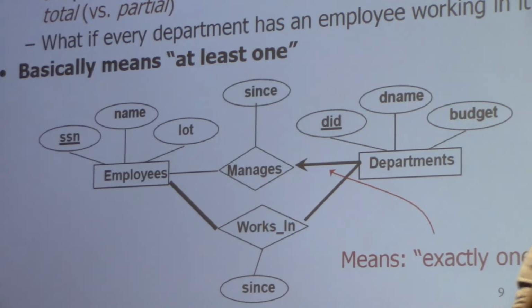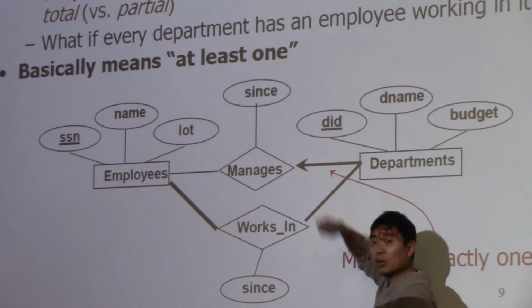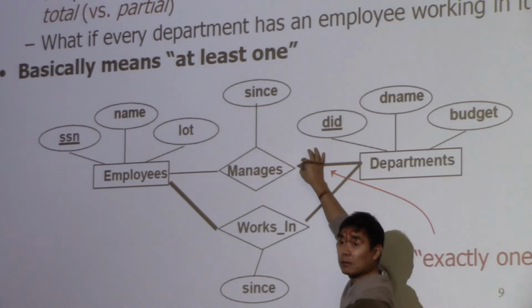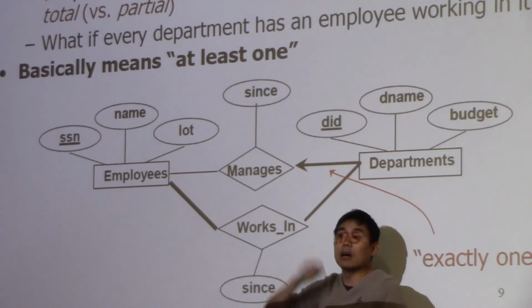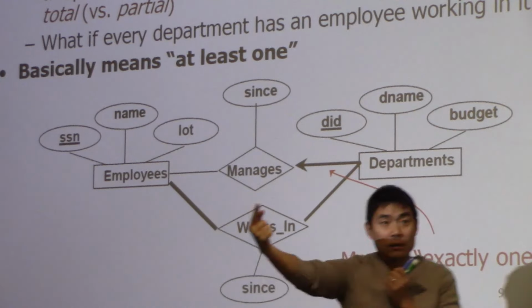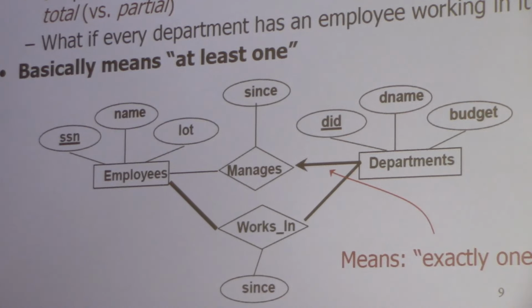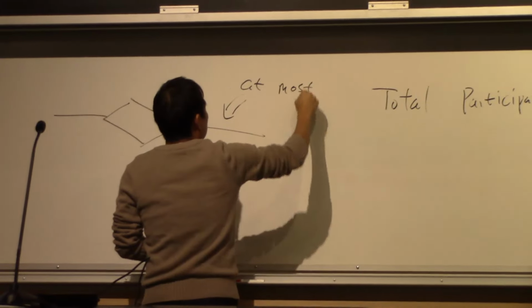What does this mean? This still tells you a one-to-many mapping, meaning one employee can manage multiple departments, and the department can only have one manager. However, in addition to that, this bold line right here tells you it's a one-to-many mapping with a total participation constraint on the department side for this relationship set. What that means is each department must have one manager and exactly one manager. So this actually means exactly one.